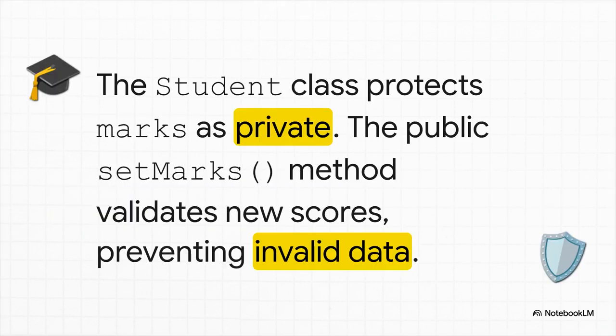And here's a perfect concrete example. Imagine you have a student class. The marks are private. This means some other part of the code can't just barge in and set a student's score to 120 or -50. That's nonsense. Instead, it has to go through the public setMarks method. And that method is smart. It'll check if the new score is between 0 and 100. If it is, great. If not, it rejects it. That is encapsulation in action, making our code safer and just plain smarter.